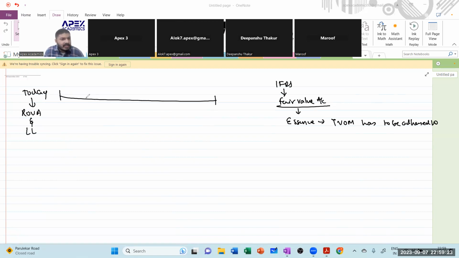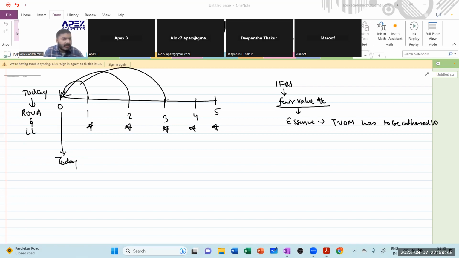Now, let's say that this lease is for 5 years. First year, second year, third year, fourth year, and fifth year. I have to pay lease rentals for every year. But when I capitalize this in my books today, what is the value of the payments that I am making after 1 year? I am making a payment after 2 years. What is the value of it today? After 3 years, what is the value today? After 4 years? After 5 years? What is the value today?